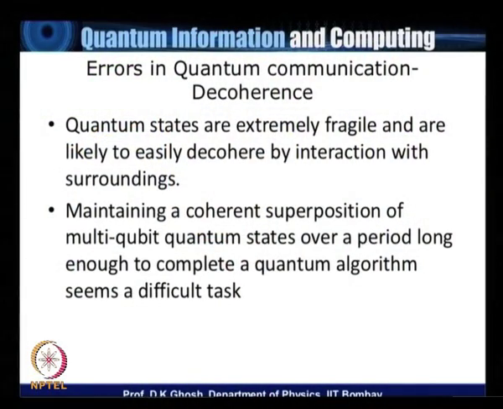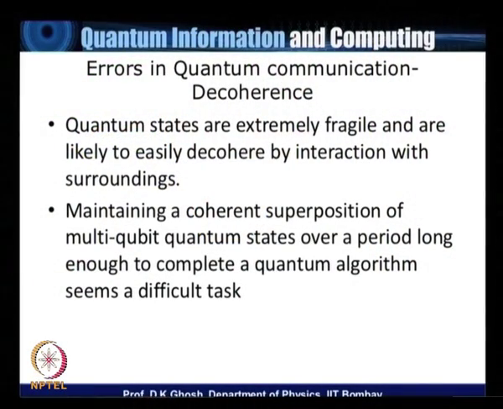So we realize by making this statement, what we are saying is, quantum states have their own problems. One of the things is, quantum states are extremely fragile and are likely to, I will be introducing this word now, decohere. Decoherence means losing phase relationship. We had seen that a linear superposition of states have a certain phase relationship.